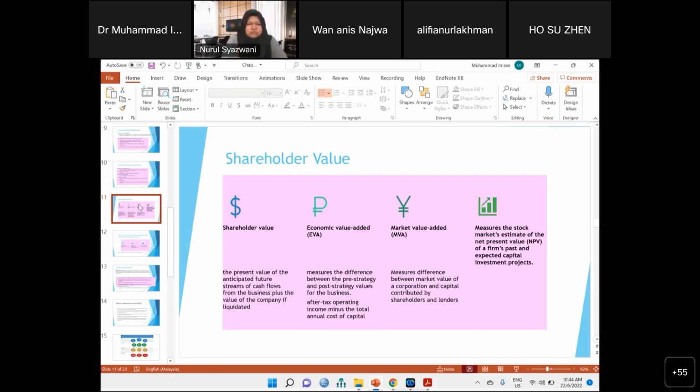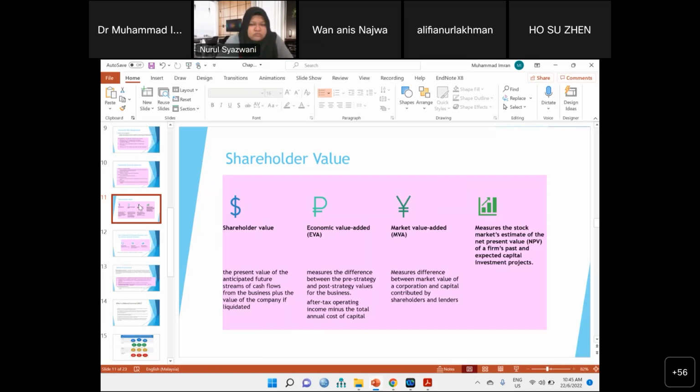Shareholder value can be defined as the present value of the anticipated future stream of cash flow from the business plus the value of the company if liquidated. Anyway, how about the others?